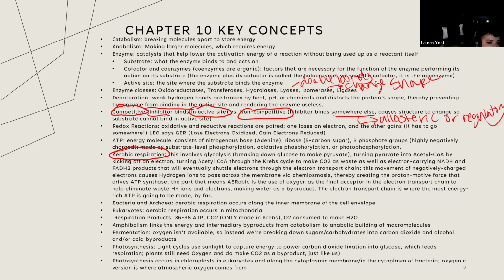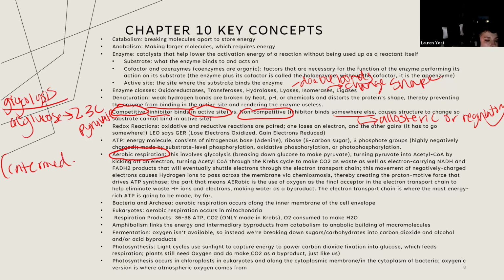How does all of this happen? Well, the first step is glycolysis. In glycolysis, you're basically taking glucose, which is 6 carbons, and turning it into 2 3-carbon pyruvates, or pyruvic acid. All right, so that's the first step. And there's an intermediate step where we are going to be taking each of those pyruvates and turning it into acetyl-CoA.